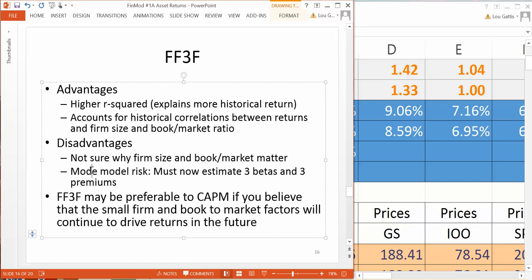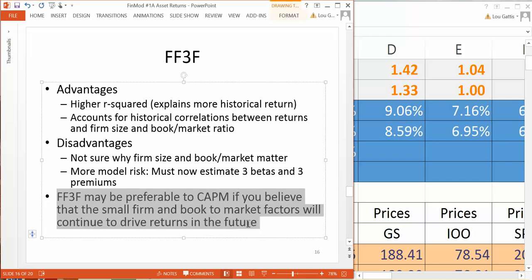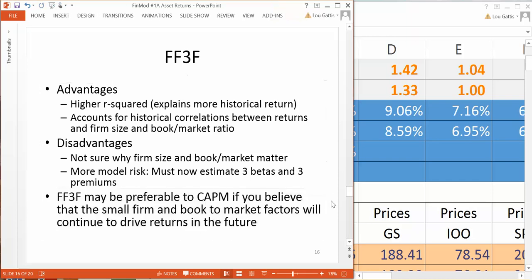And also, there's more model risk in Fama-French. You need to calculate 3 betas and 3 risk premiums. So you have to think about what time horizon to use, and do I adjust betas, and do those betas change over time. Now, Fama-French may be preferable, especially if you are looking at, say, small cap stocks, and also if you feel that those size and book to market factors will be important in the future.